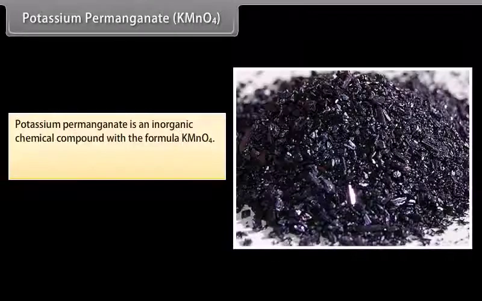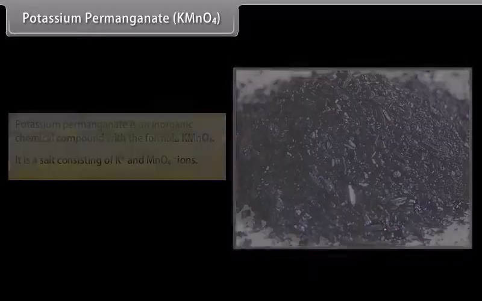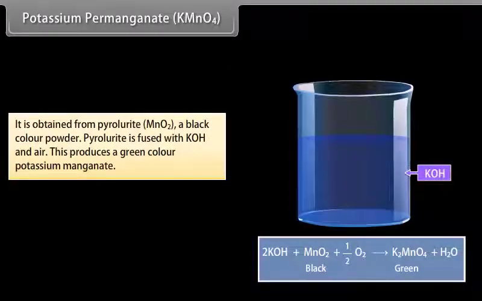Potassium permanganate, KMnO4. Potassium permanganate is an inorganic chemical compound with the formula KMnO4. It is a salt consisting of K+ and MnO4- ions. It is obtained from pyrolusite, a black colored powder. Pyrolusite is fused with KOH and air.